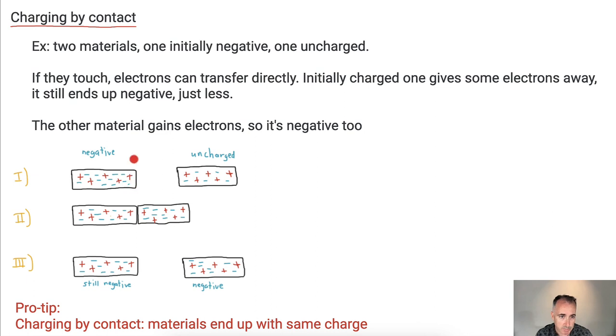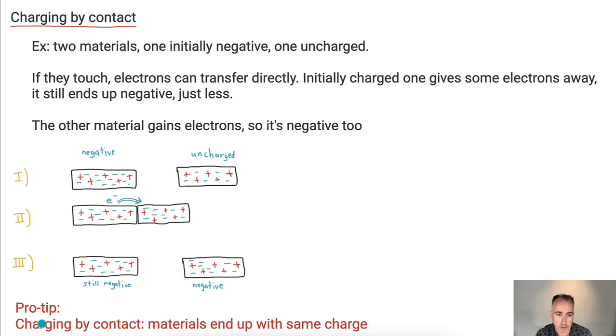So do you notice what's happening: as I put this uncharged one right here and let them touch, what's going to happen then? Well, some of the electrons are able to move over. So in this case, some of these electrons can actually go that way. Some of the electrons can actually jump ship over there. Now, this one on the left still lost a few electrons, but it's still enough to make it slightly negative, just maybe less so, but this one became negative. So we went from negative to still negative and negative.